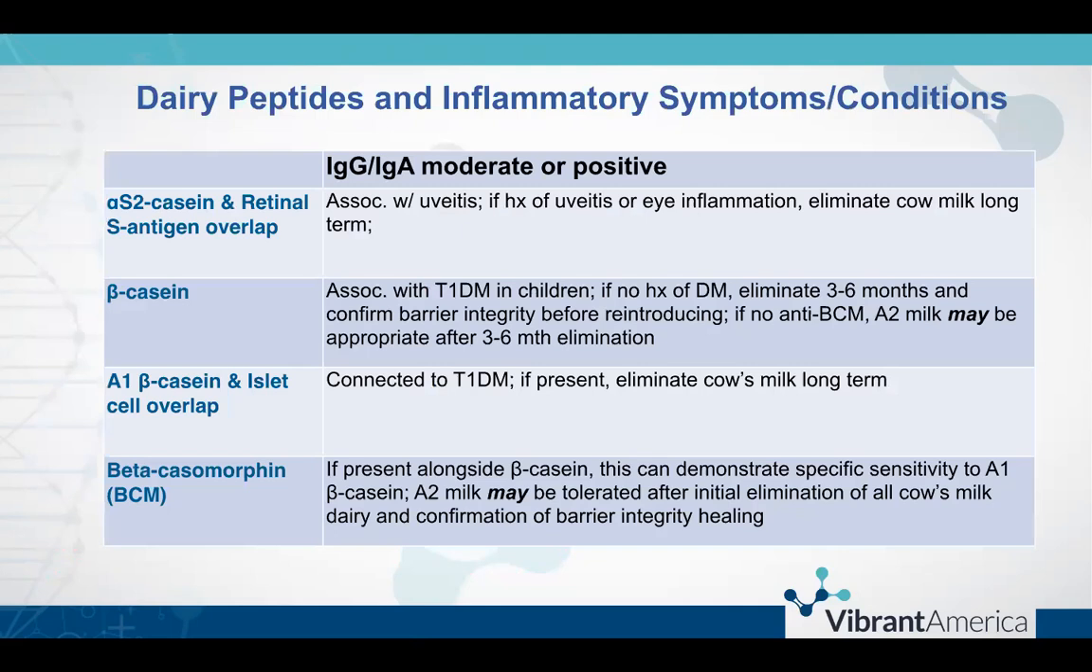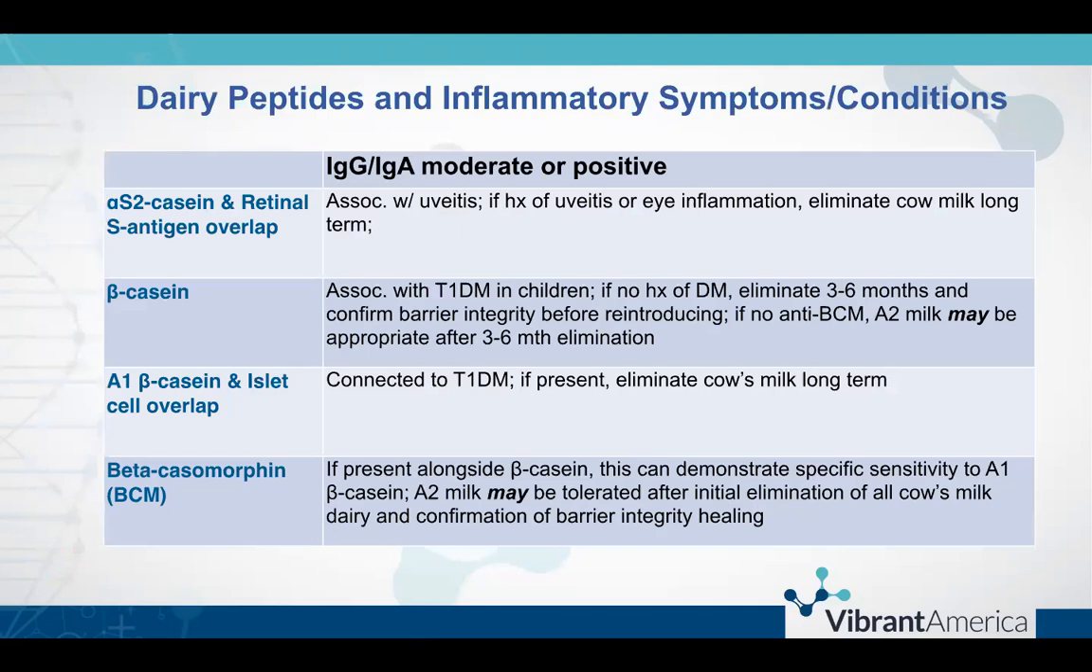If you have the beta casein and islet cell overlap, again, remember your islet cells in your pancreas are related to diabetes when we make antibodies to those. So this could indicate that there is a dairy trigger in the root cause of diabetes, especially type 1 diabetes. This would be long-term elimination of cow's milk for that individual.